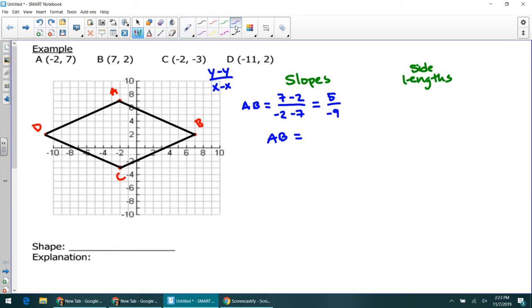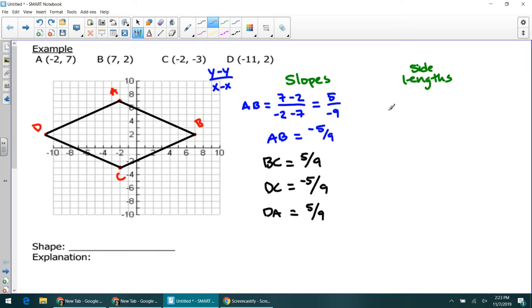We then repeat that process for the other 3 sides, and we get that BC is +5/9. We get that DC, or CD, is -5/9. And we get that DA, or AD, is +5/9. So now that we have our slopes, we need to compare our side lengths.